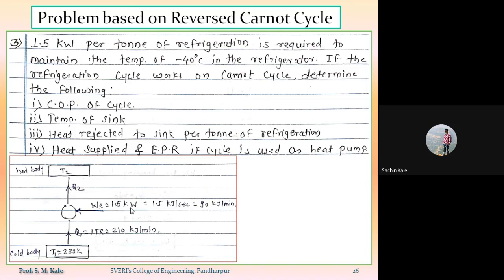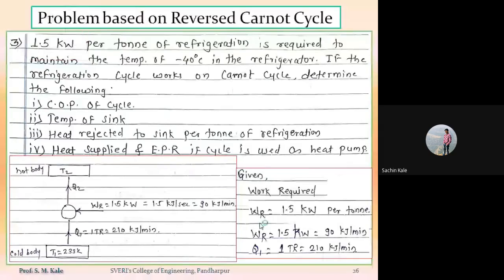Now here I have to find out the COP of the cycle. So how to calculate the COP of the cycle? As I know the value of QA, that is Q1, and as I know the value of work done, I am able to calculate the value of COP. So here the given data is WR equal to 1.5 kilowatt, which is 90 kilojoule per minute. Q1 is 210 kilojoule per minute. T1 is 233 Kelvin.